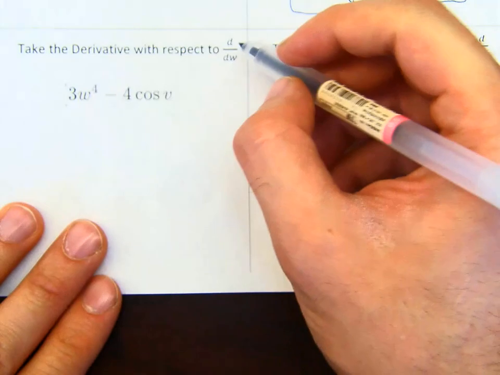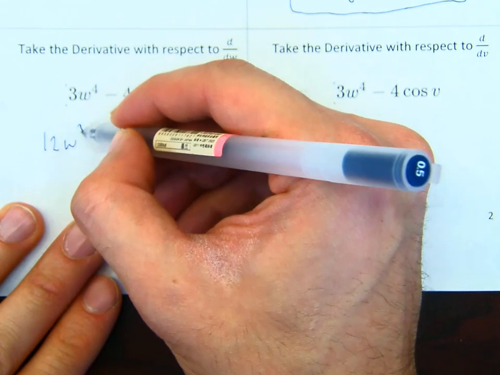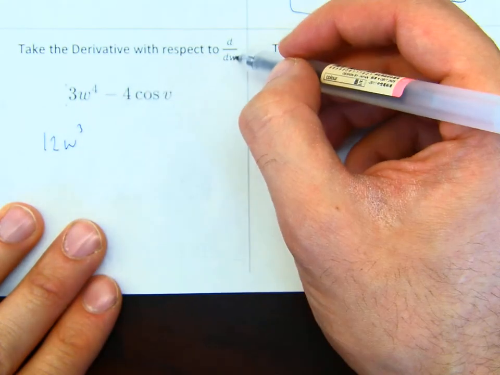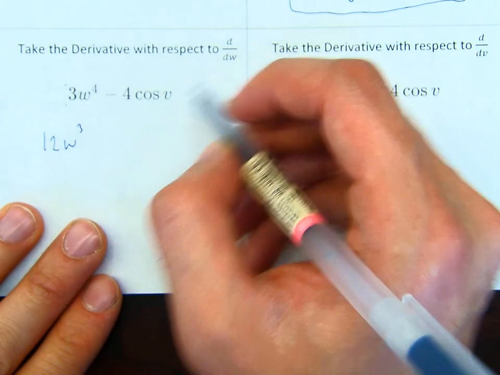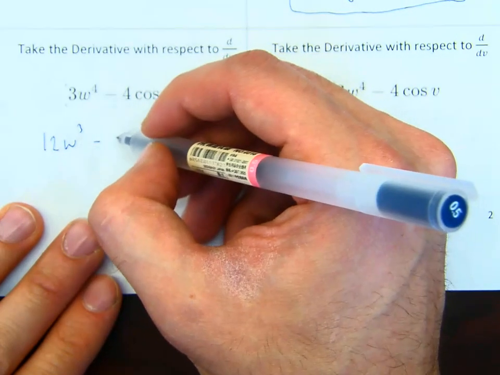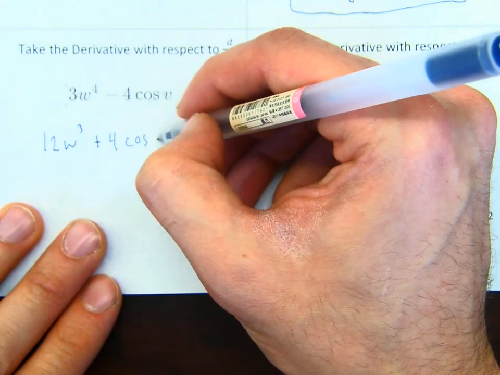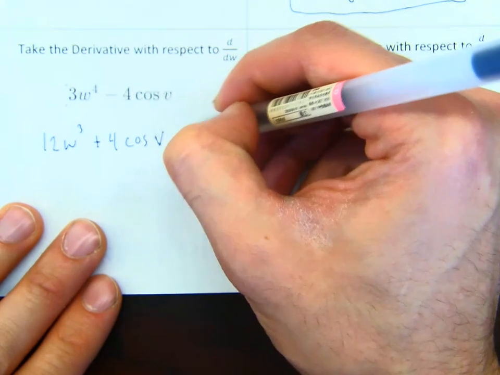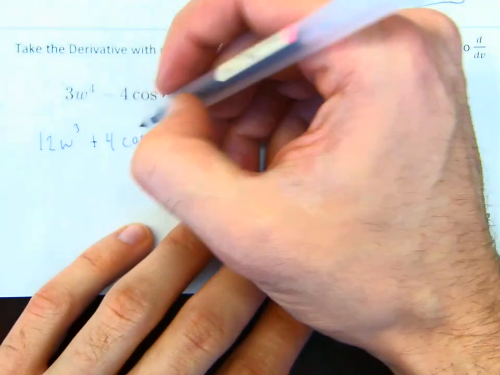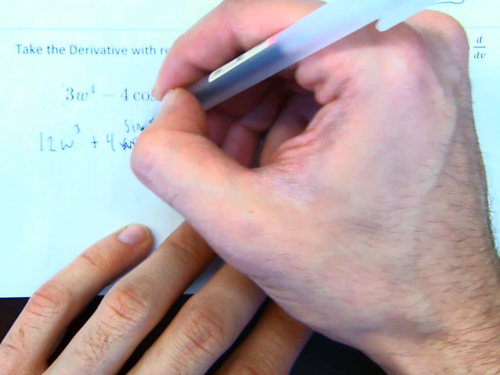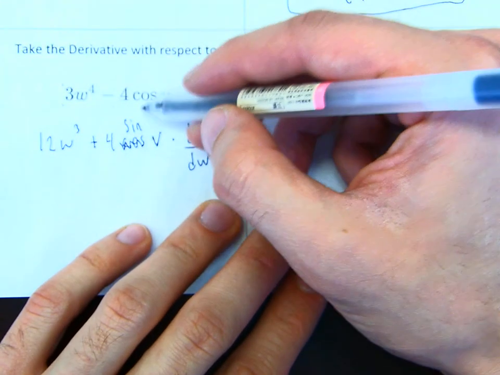Here, okay, so this will be what? 12w cubed, and notice that the dw, so with w we're okay here. Now we don't have w, right? So this is going to be minus, or this should be plus 4 cosine v times dv dw. Oh no, I'm sorry. Plus 4 sine. Yeah, the derivative of cosine is this.